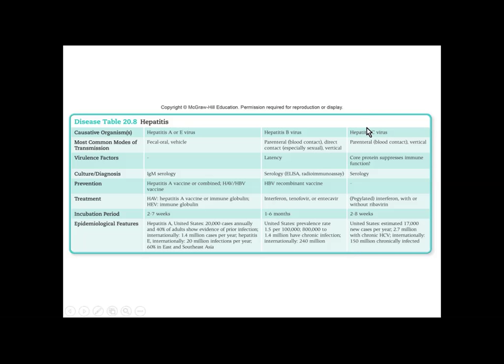Hepatitis C is the more dangerous of the hepatitis viruses. It does not have a vaccine available, and there is no cure for this virus also. It's also worth emphasizing that Hep A and Hep E do not cause cancer, but Hep B and Hep C do cause cancer.